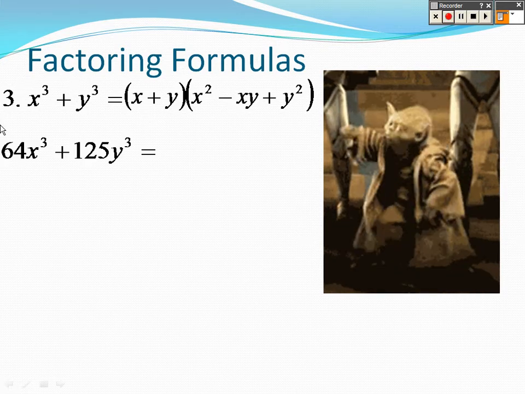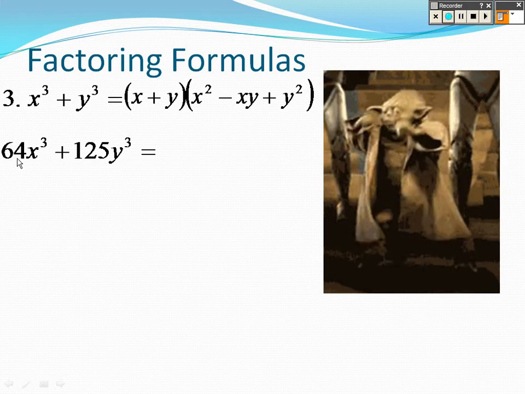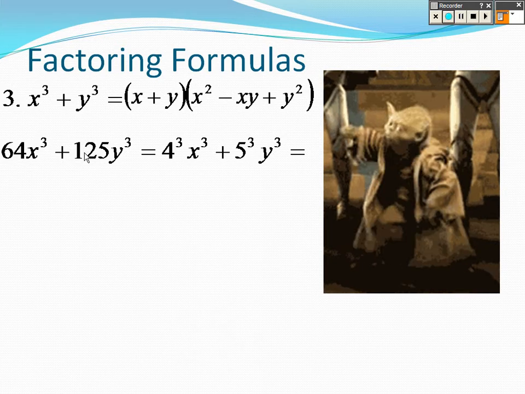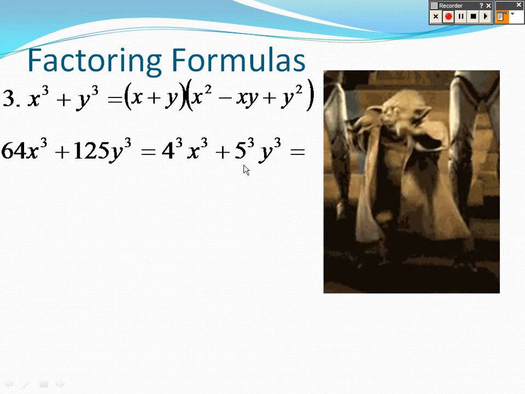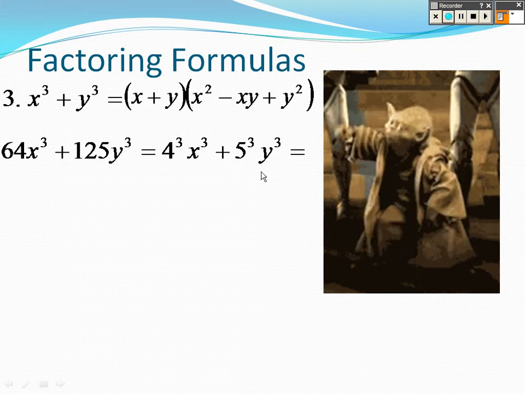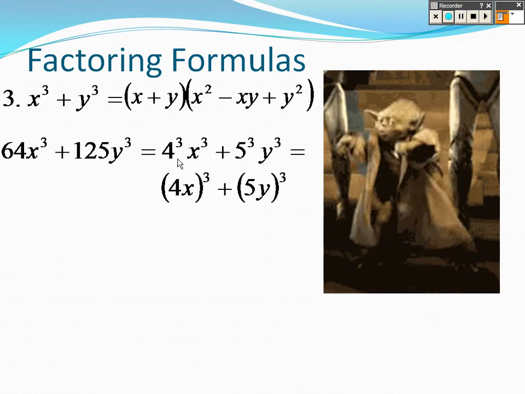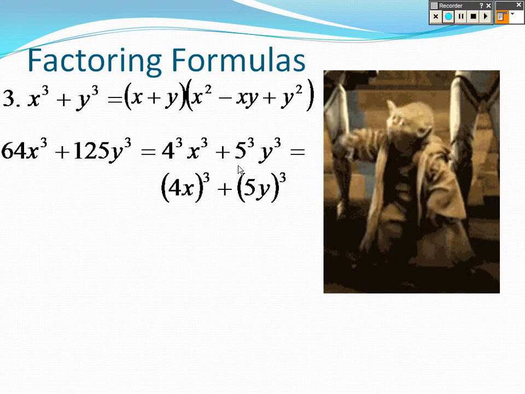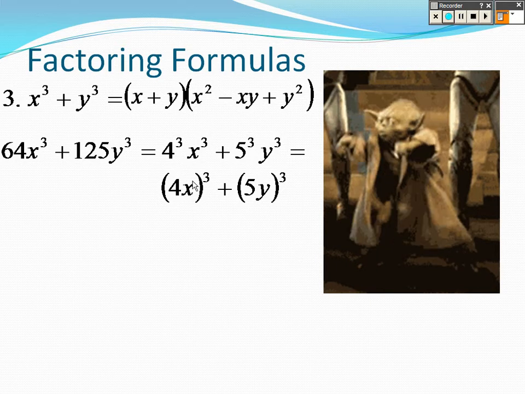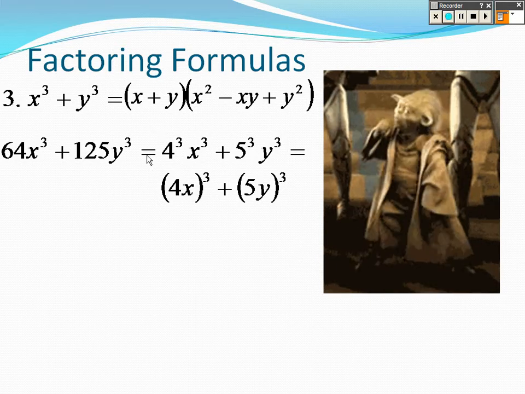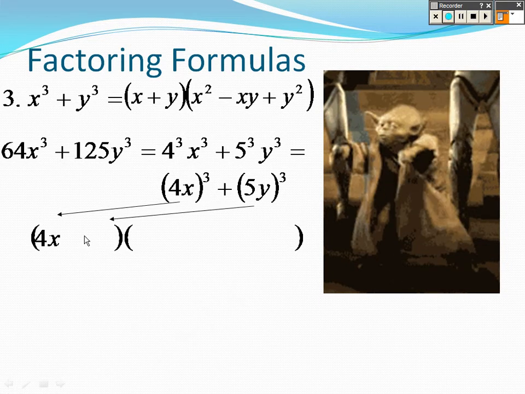So I take a look at this. Is there something cubed that would give me 64? There is, 4 cubed. Is there something cubed that will give you 125? Yes, there is. 5 cubed will give you that. So now that we have our cubes, I will group those. That's a 4x cubed and a 5y cubed. So according to the formula, I take the first item and the second item and I just add them together. So that is a 4x plus 5y. And that's what goes in these items to start.